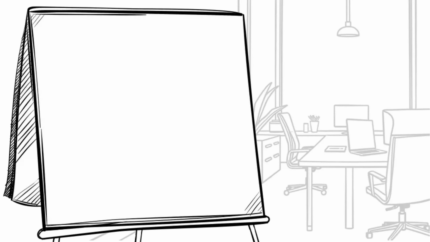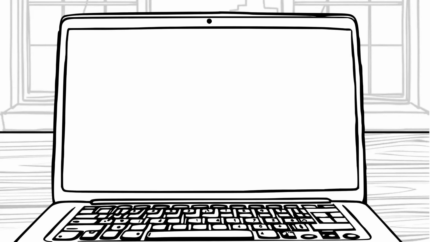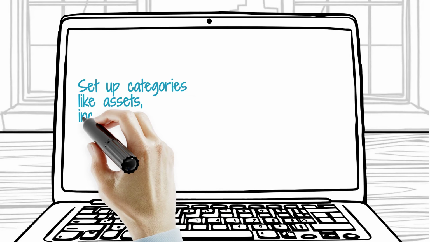Once you've chosen your system, you need to set up your chart of accounts. This is a comprehensive list of all the financial accounts in a company's general ledger. For both systems, ensure you have categories like assets, liabilities, income, expenses, and equity.